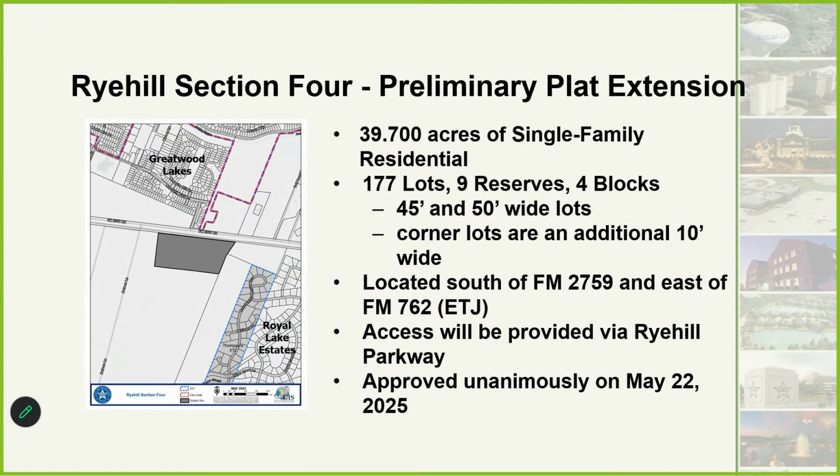Just giving a quick overview since this was done a year ago. It's going to be 39.7 acres of single-family residential, with 177 lots, 9 reserves, 4 blocks. This area is going to be 45 and 50-foot wide lots, once again with the corner lots being an additional 10 feet wide. Still located south of 2759 and east of 762, and the access will be provided via Rye Hill Parkway. You did unanimously approve this back on May 22nd of 2025.